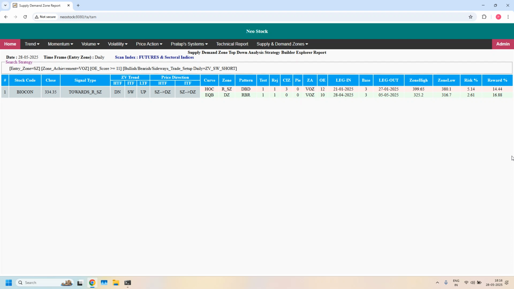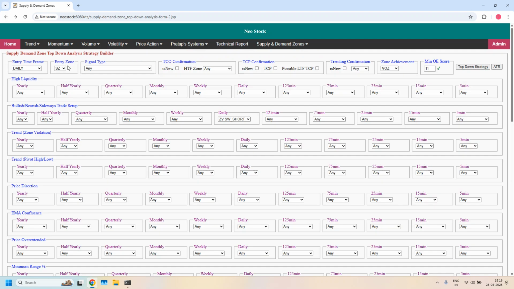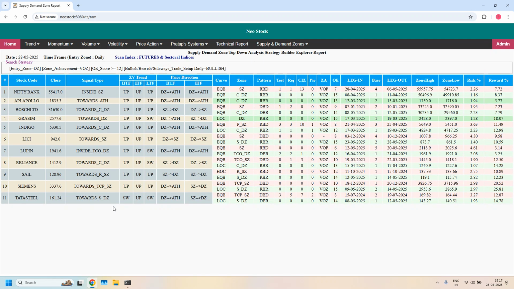Next we will generate a bullish trade setup for monthly income trade. So entry time frame, daily demand zone, entry zone. And here we have to select bullish. And in the minimum odd enhanced score, the value should be 12 for bullish or bearish. Now this time both these filters are applied to daily demand zone. Let's filter. We got 11 stocks supporting bullish trade setup for monthly income trade. And entry time frame zones are daily demand zones. All these are all daily demand zones.